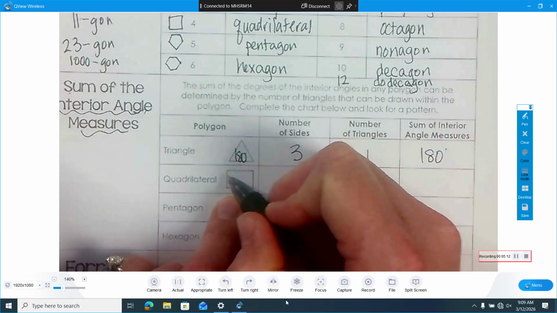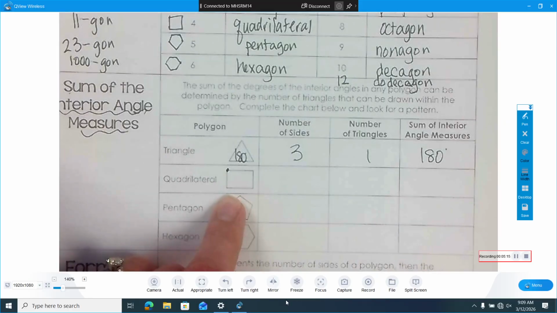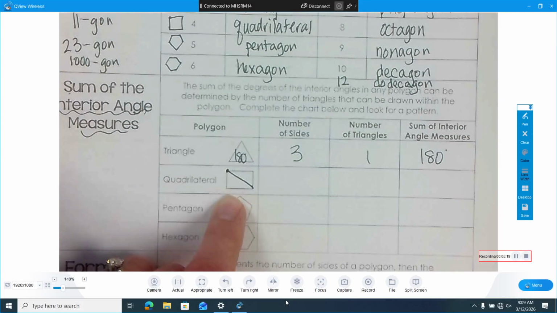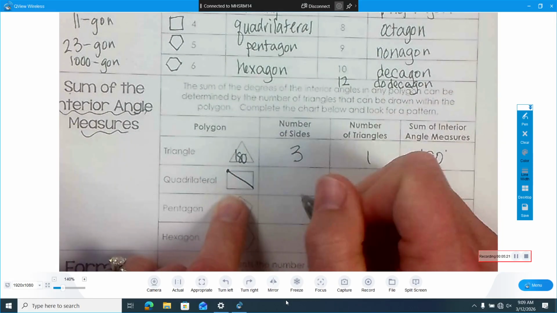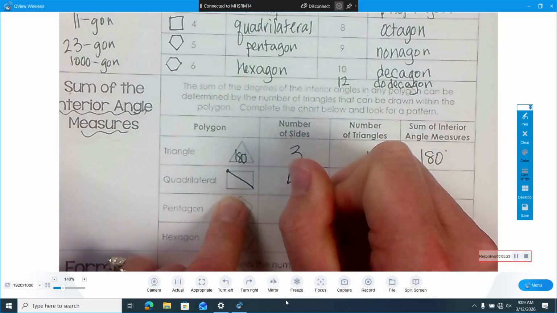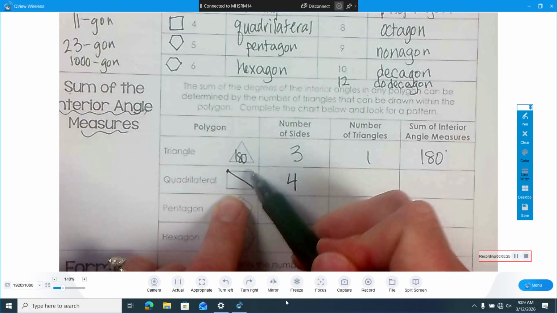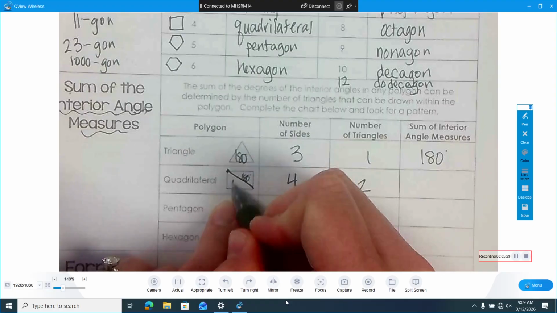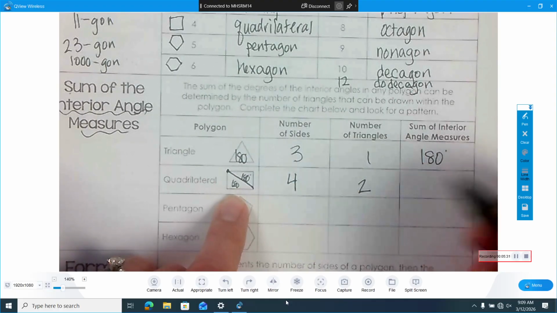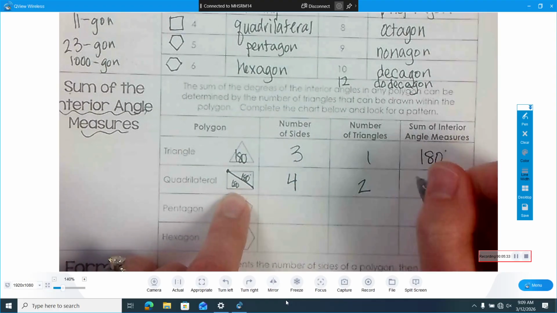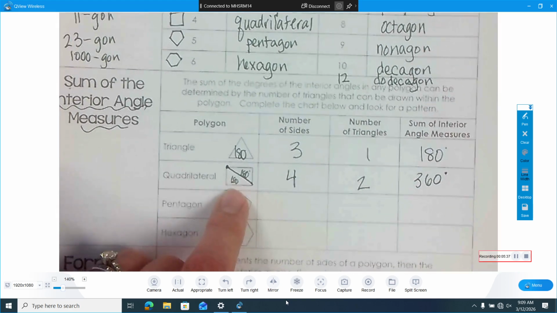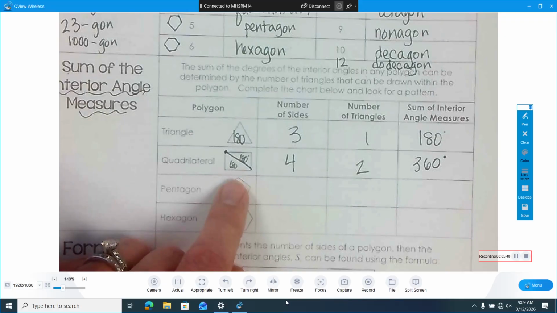On a quadrilateral, I can pick one corner and just draw the diagonal. First, how many sides are there? 4 sides. How many triangles do we have? 2 triangles. And if each triangle is 180 degrees, then how many degrees in all? 360 degrees. 180 plus 180 is 360.